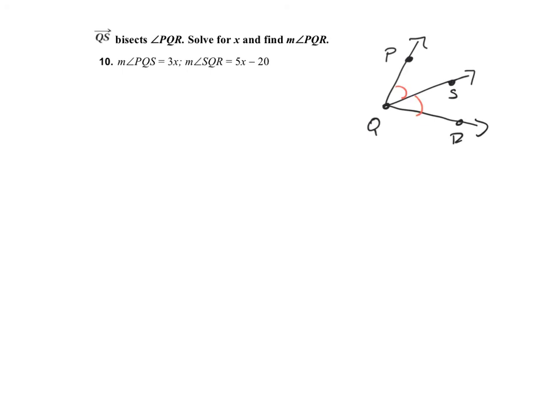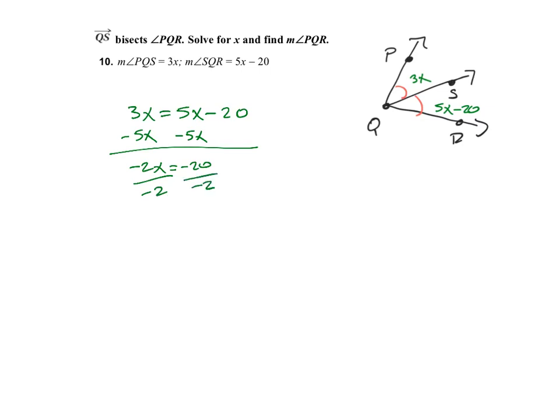So PQS is this one right here, 3x. SQR is 5x minus 20. But because they are congruent, that means that their measures are the same. So 3x equals 5x minus 20. So minus 5x, negative 2x equals negative 20. Dividing, x equals 10.